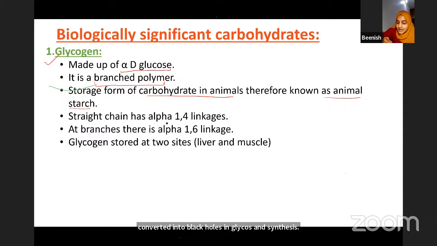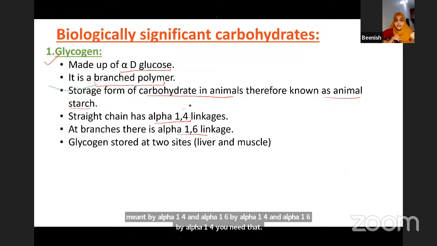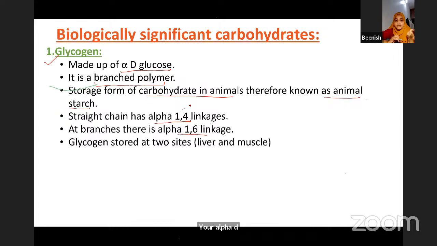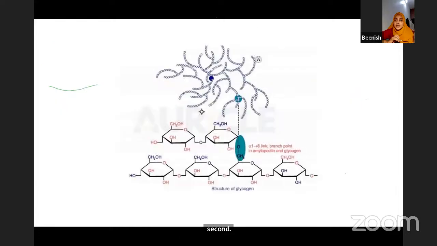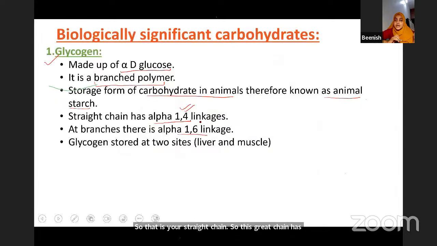Now the straight chain has alpha 1,4 linkages, and at branches we had studied that they have alpha 1,6 linkages. I think it must be very clear what is meant by alpha 1,4 and alpha 1,6. By alpha 1,4 you mean that your alpha D glucose, we have already seen, are monomers of alpha D. So your glucose is in alpha conformation. Carbon 1 of the first glucose monosaccharide links to carbon 4 of the second. So that is your straight chain. So the straight chain has alpha 1,4 linkage. And at branch points, what do you have? You have alpha 1,6 linkage.